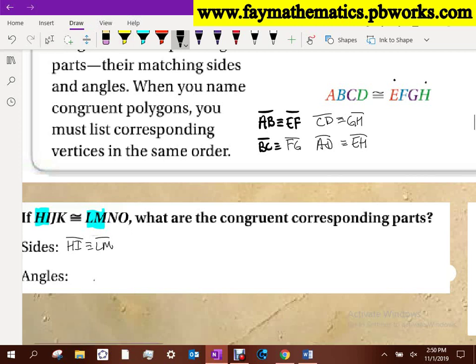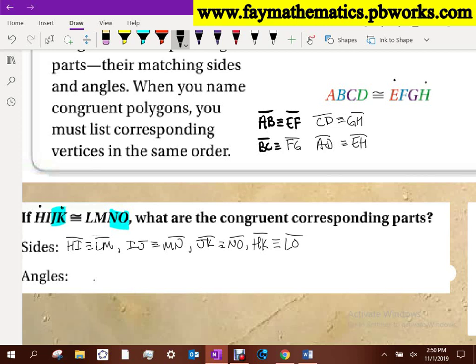What's going to be congruent to IJ? MN. IJ congruent to MN. What's congruent to JK? NO. And then the last one will be H to K. What's HK going to be congruent to? LO. The other one's fine.